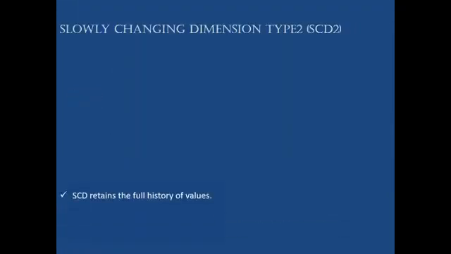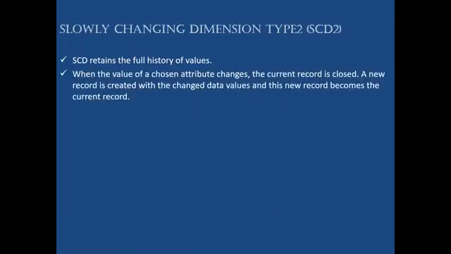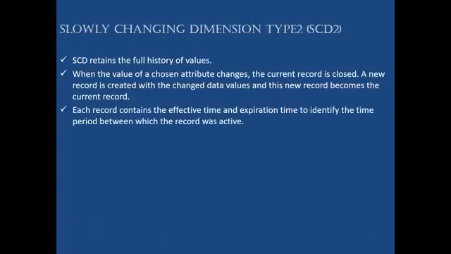Let's move on to SCD2 now. SCD2 retains the full history of values, the entire history it will maintain. When the value of a chosen attribute changes, the current record is closed. A new record is created with the changed data value, and this new record becomes the current record. So the old record is one Rama Hyderabad, and the new record is one Rama Bangalore. The old record will be inactivated and the new record will be activated.